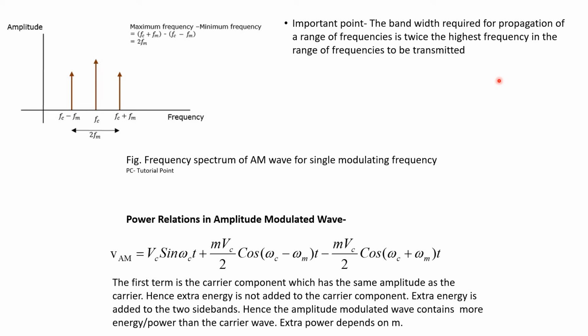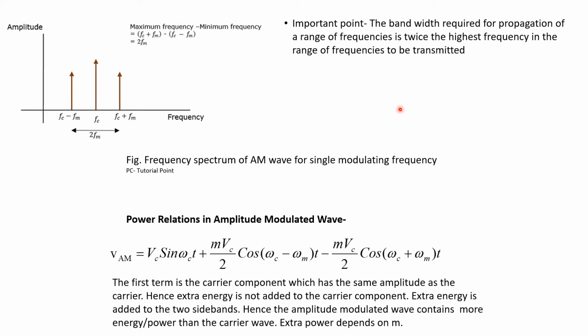Suppose we take up the case of the previous example, in which the range of frequencies was from, I think, 300 hertz or 400 hertz to, I think, 4000 hertz. So the maximum frequency to be transmitted is 4000 hertz. Then the total bandwidth required will be 2 multiplied by 4000 hertz, that is 8000 hertz or 8 kilohertz. Therefore, it is a simple calculation.